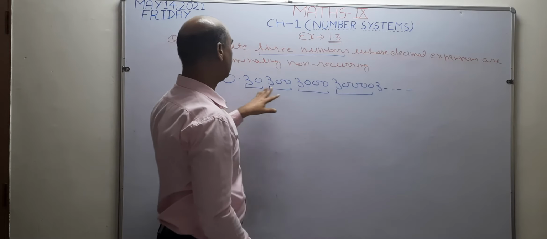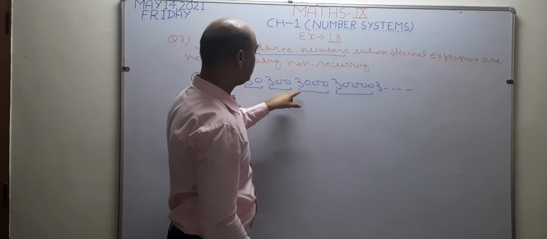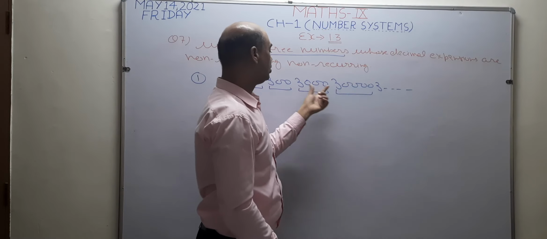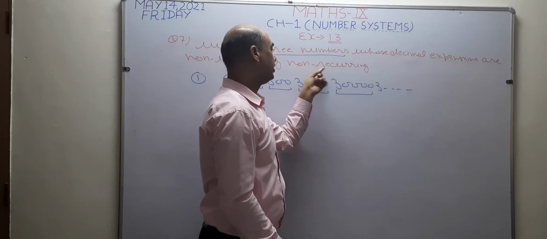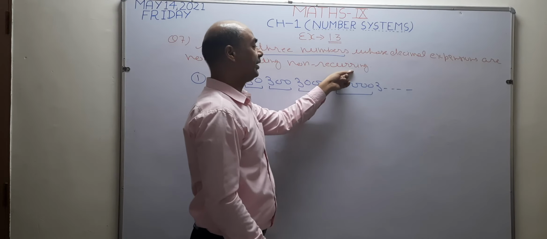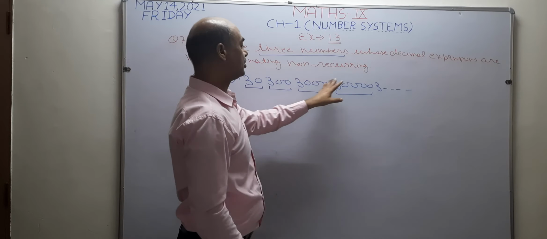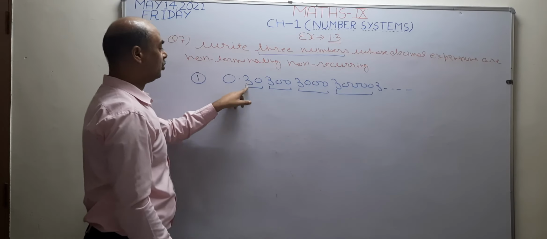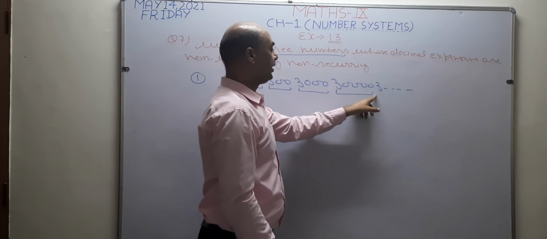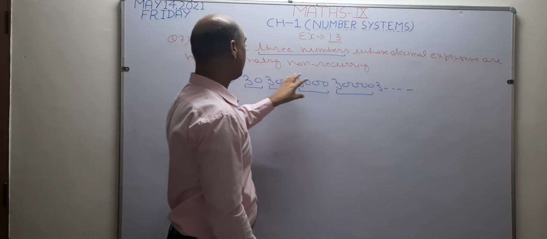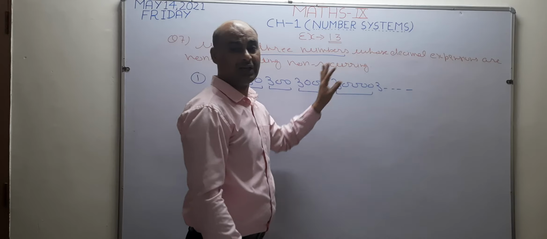First time 30, 300, 3000. If it is 3000, 3000, 3000, this number going to repeat again and again, then it is known as recurring or repeating. But in this case, no number is going to repeat. Every time new numbers are there. So this is the example of non-terminating and non-repeating decimal expansion. Therefore this number is also known as irrational number.